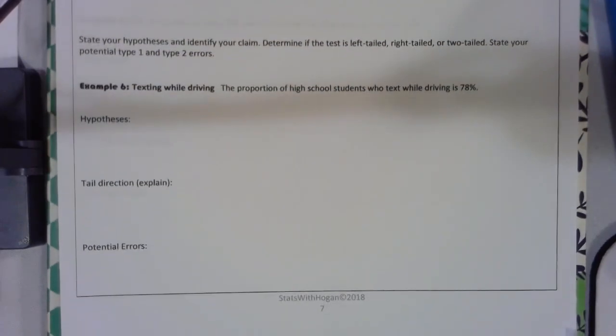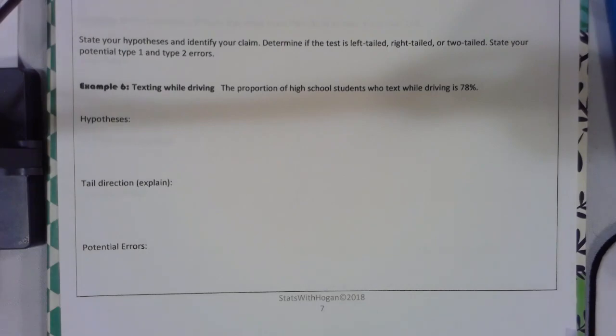Alright, so in this bottom part, we're going to state our hypotheses and identify the claim. So we're going to determine if the test is left-tailed, right-tailed, or two-tailed, and then you're going to state your potential type 1 and type 2 errors. So this first example is texting while driving. The proportion of high school students who text while driving is 78%.